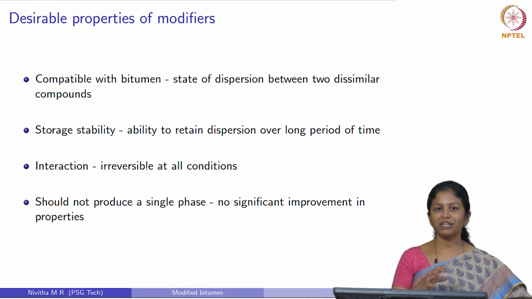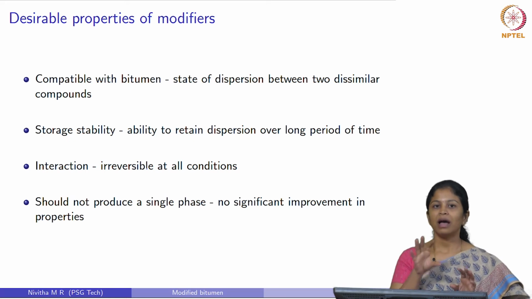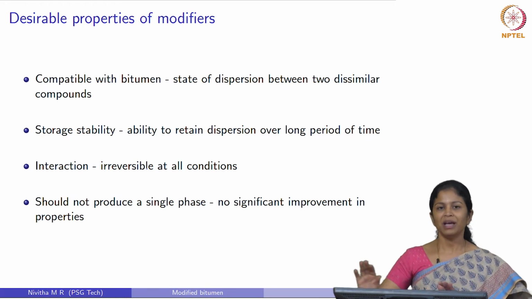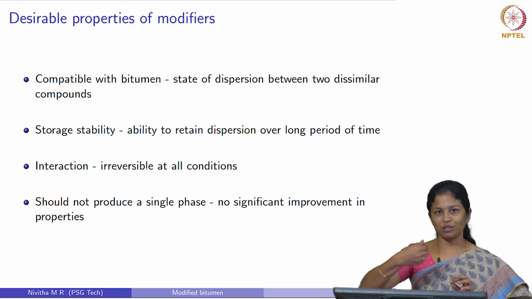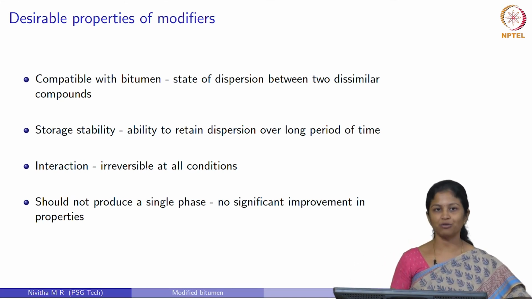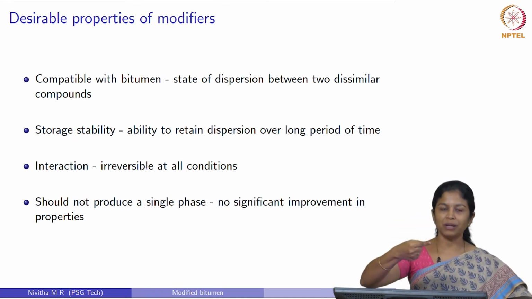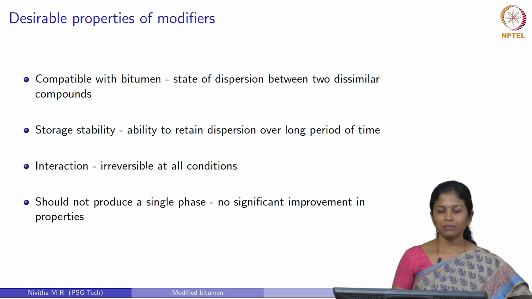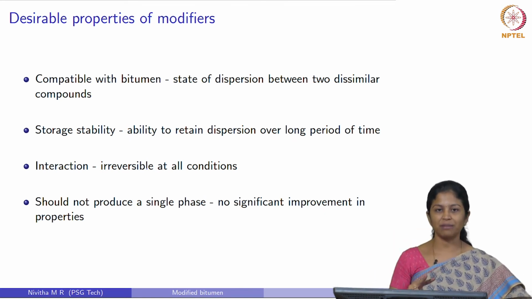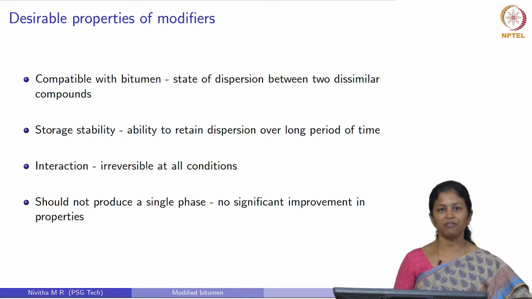So, what do we mean by storage stability? We prepare this modified bitumen under laboratory conditions. After preparation, we store it. Once all the mechanical action is removed and it is stored normally under room conditions, they should not phase separate out. So, only if they are compatible can they be storage stable. Compatibility and storage stability is the most commonly required characteristic of a modified bitumen, and this is the most complicated thing to achieve in its preparation.